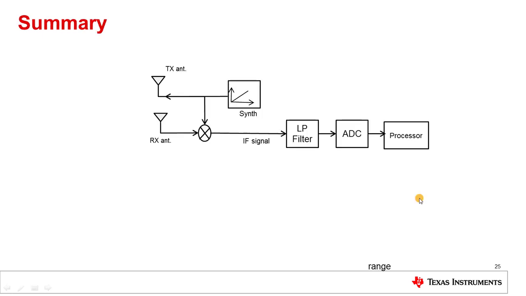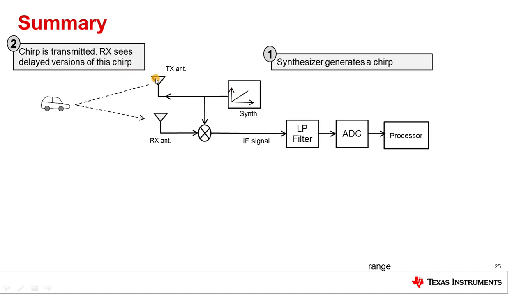So this slide summarizes all that we have discussed so far. This is a block diagram of an FMCW radar with a single transmit and a single receive antenna. Let's go over the sequence of events involved in estimating the range of an object. So first, the synthesizer, or synth, generates a chirp. This chirp is transmitted over the TX antenna. It is reflected off multiple objects in front of the radar, and the receiver sees delayed versions of this chirp.